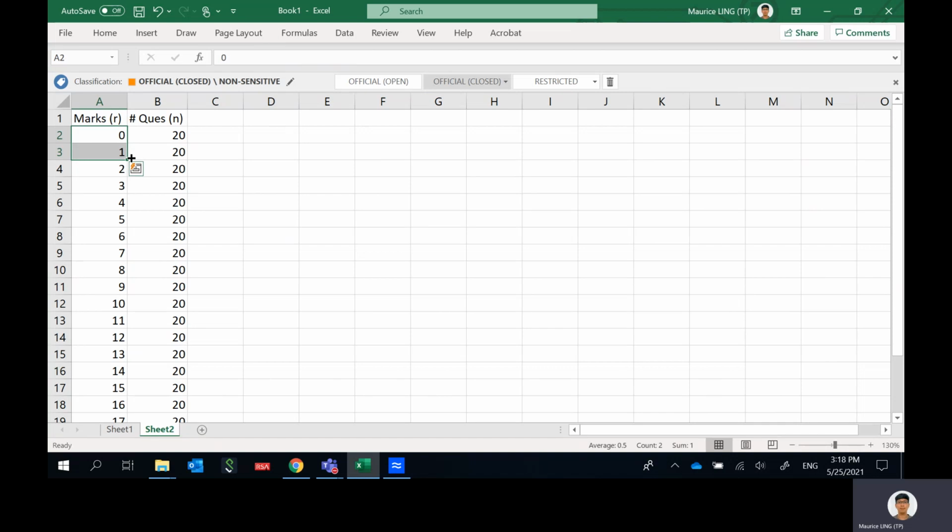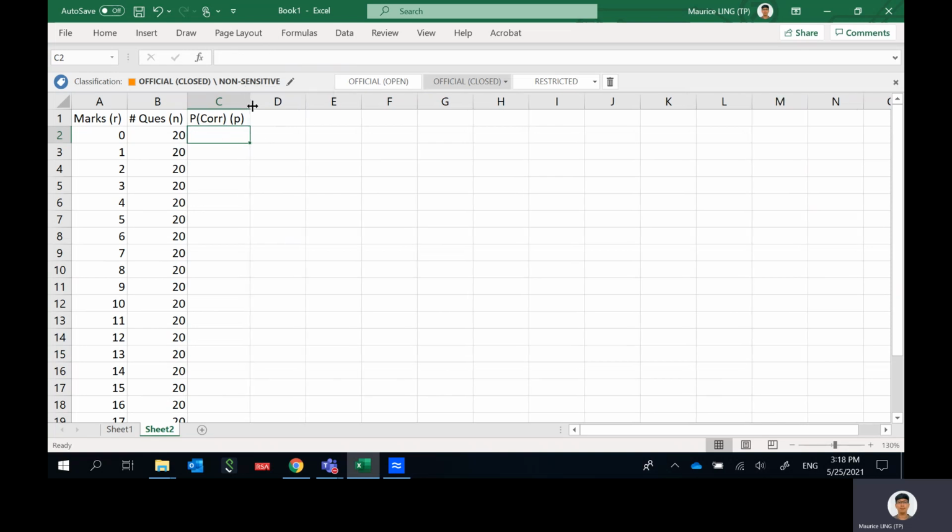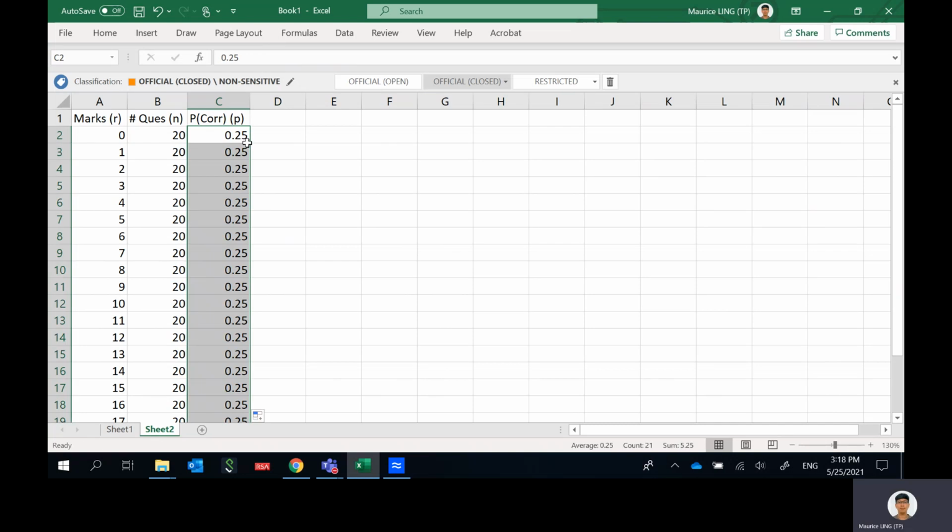Just drag. Have 2 numbers and drag it down. Questions. Okay. So then my probability of getting correct, which is here my p value, the p itself. So here every question is 0.25. Remember, for a binomial distribution, the probability must be the same. Cannot change.